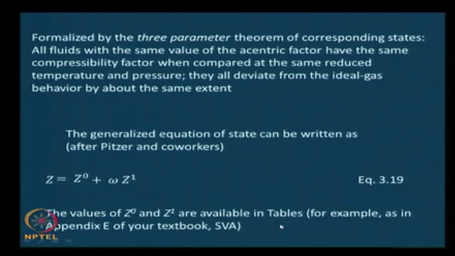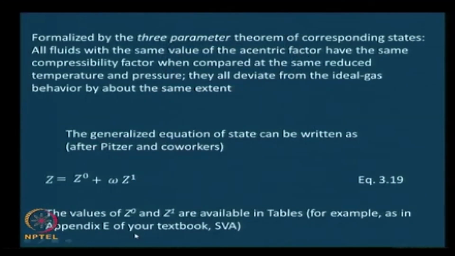One or a few such tables are given in appendix E of your textbook Smith, Van Ness and Abbott. What I would like you to do now is to familiarize yourself with these tables. Please go to appendix E of your textbook and look at how these values are given there, Z naught and Z1. Take about 5 minutes, please.